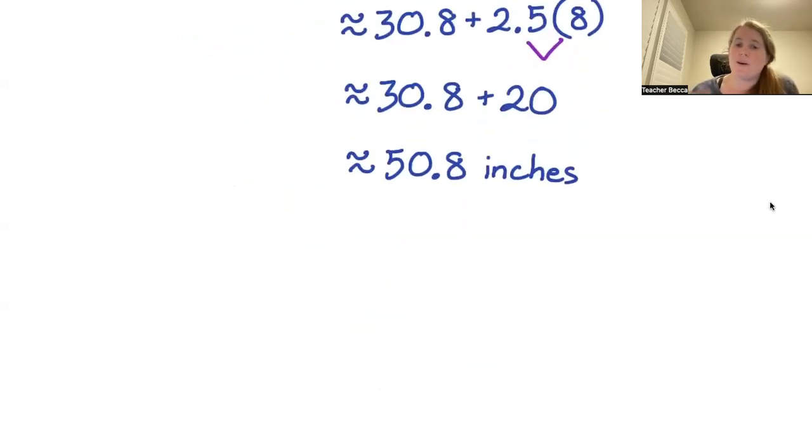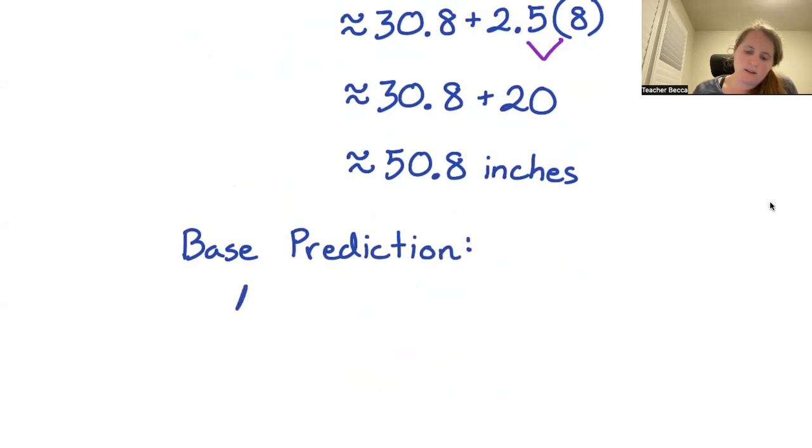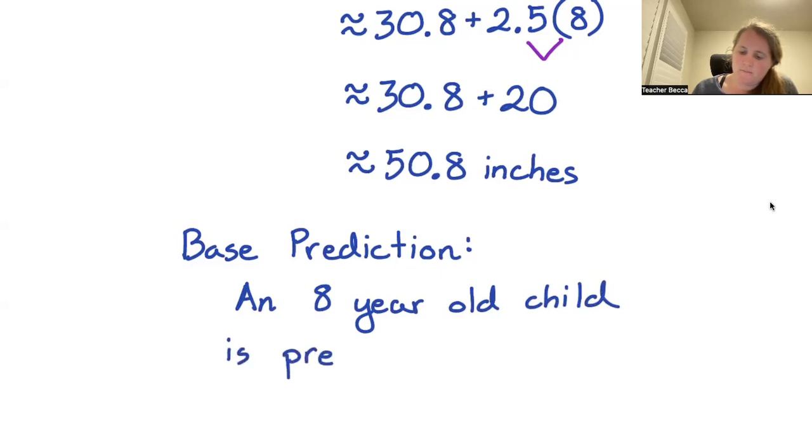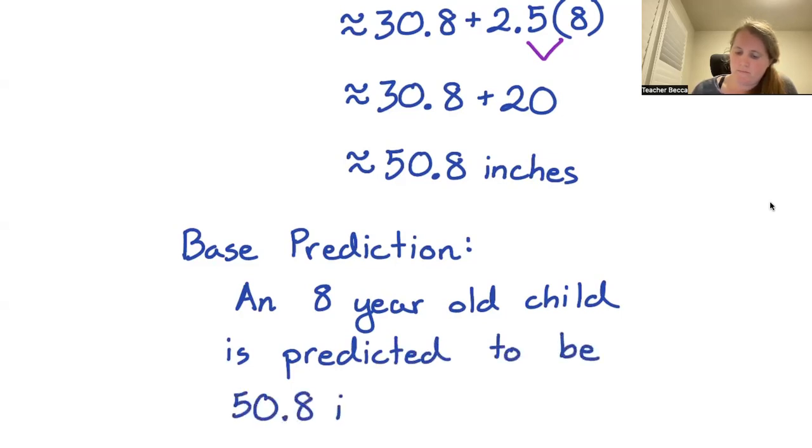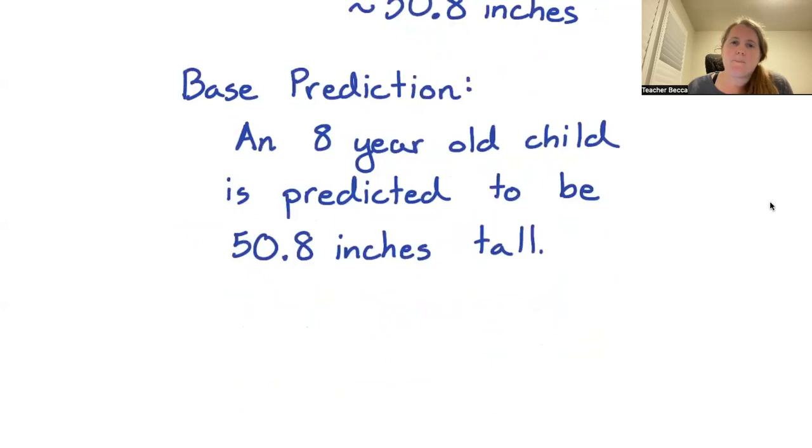So our initial prediction, or our base prediction, is that an 8-year-old child is predicted to be 50.8 inches tall. Now, none of our 8-year-olds were actually 50.8 inches tall in this study. So we know it's not always accurate. So this is where the correlation coefficient and the standard error come into play.